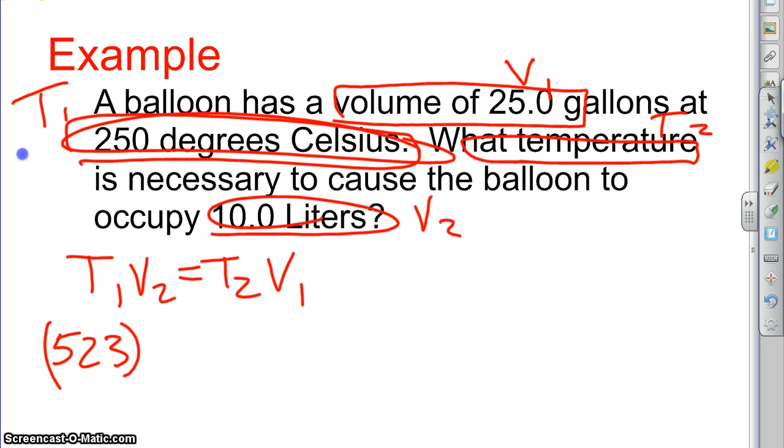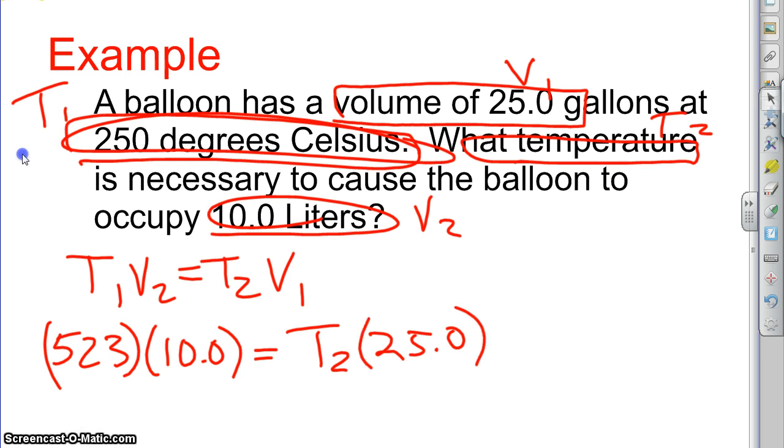The volume at the end is 10 liters. The temperature at the end is actually what we're being asked to find, so we're going to leave that as a variable. And the volume at the beginning is 25 gallons. Now, if we're clever, we'll realize that doing this will give us the wrong answer. And any multiple choice test will give whatever you get by solving this as an answer, because they expect you to do this. One thing we haven't looked at is units. Gallons and liters are not the same thing. We have 10 liters over here and 25 gallons over here, so that's not going to work.